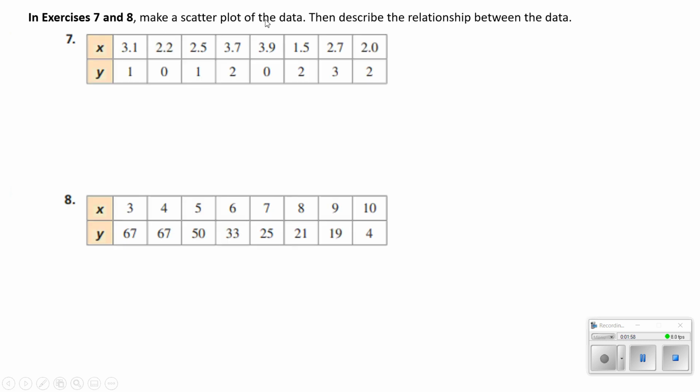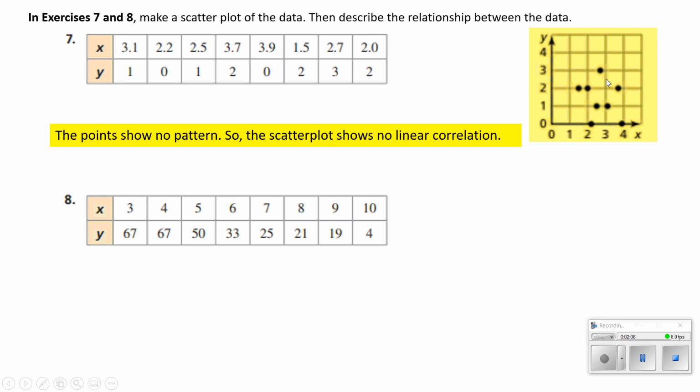Number 7 says make a scatter plot of the data, then describe the relationship between the data. Well, when I make a scatter plot of this data, it's going to look like this. And because it doesn't go up or down from left to right, there is no linear correlation. The points show no pattern, so the scatter plot shows no linear correlation. Number 8 is for you to do.